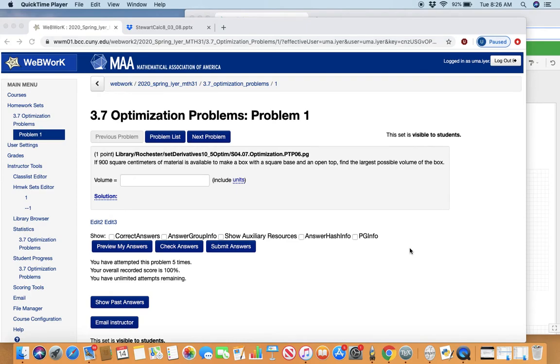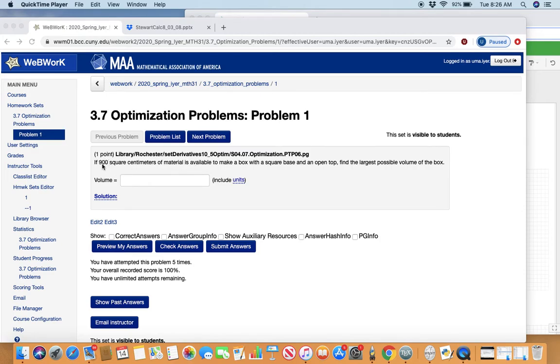So this is problem 1, section 3-7, optimization problems on WebWork for me. If 900 square centimeters of material is available to make a box with a square base and an open top, find the largest possible volume of the box. So, I have material.